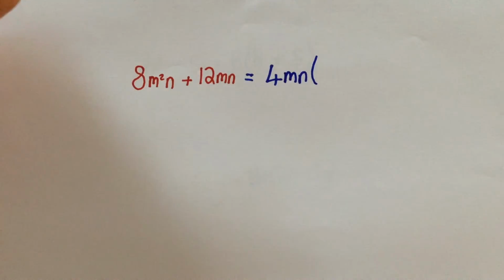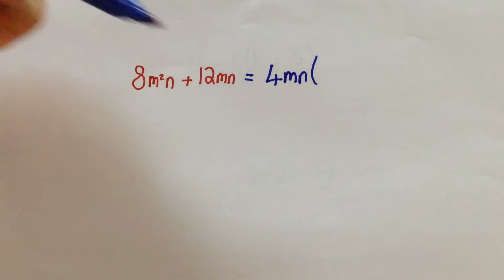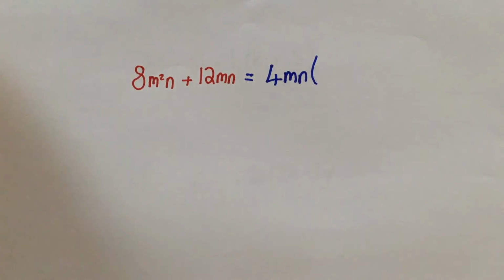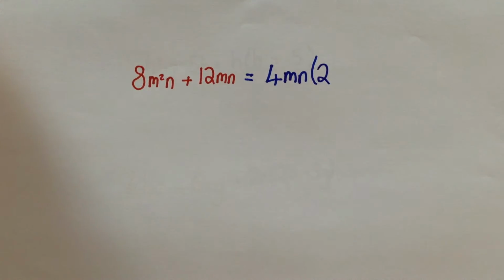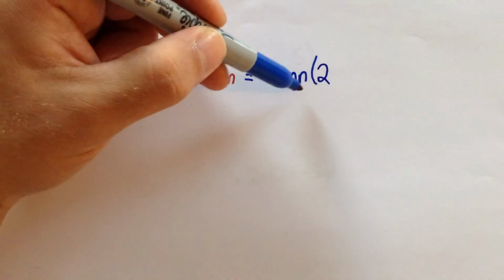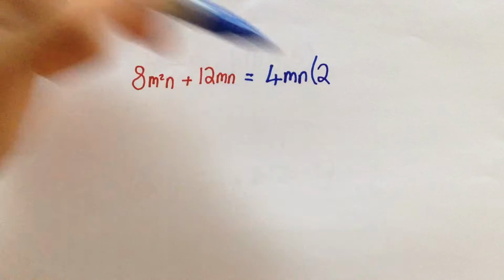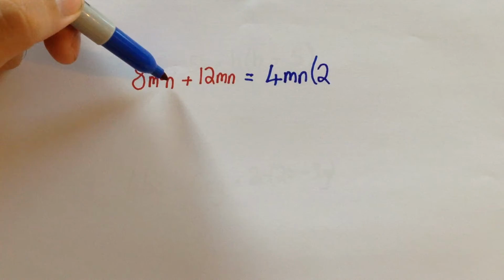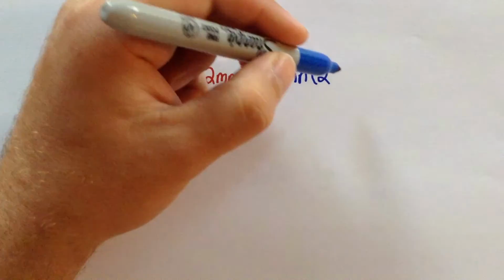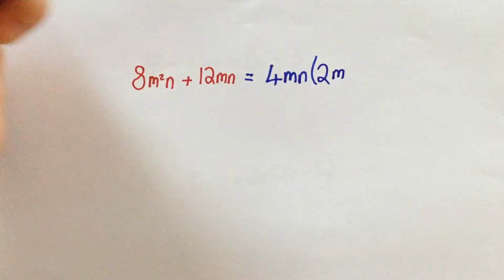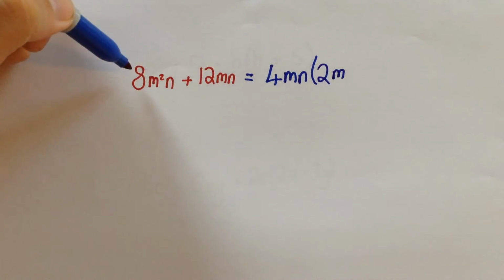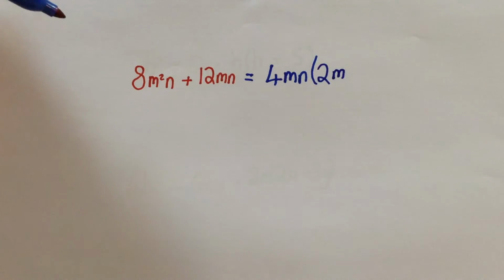To work out what goes inside, again treat the numbers and letters a little bit separately. So 4 times something makes 8. 4 times 2 makes 8, so I need a 2 for the first part. And then what am I missing? So on the outside I've got mn, but I want the first term to be m squared n. So to get from m to m squared, I'm missing the letter m. So 4mn times 2m would make 8m squared n.